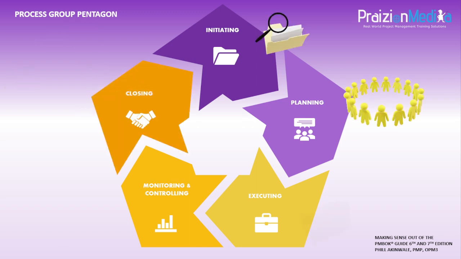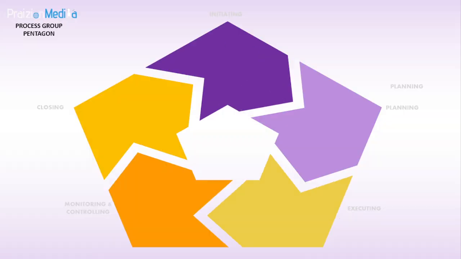The next thing to master is the knowledge areas in project management. And there are 10 knowledge areas. That's right, 10. Now I hear you say, my goodness, Phil, that's a lot of knowledge areas. How am I going to master those? I have a mnemonic for you.